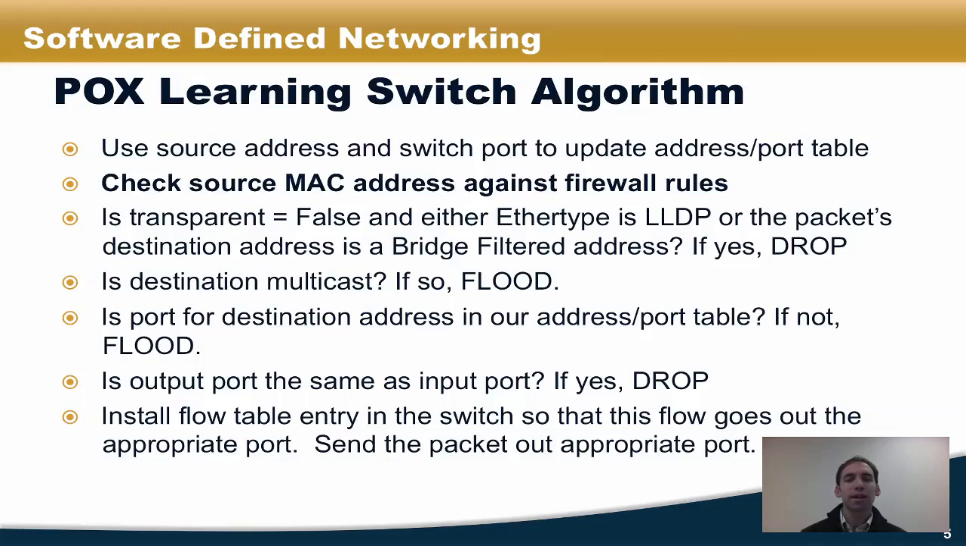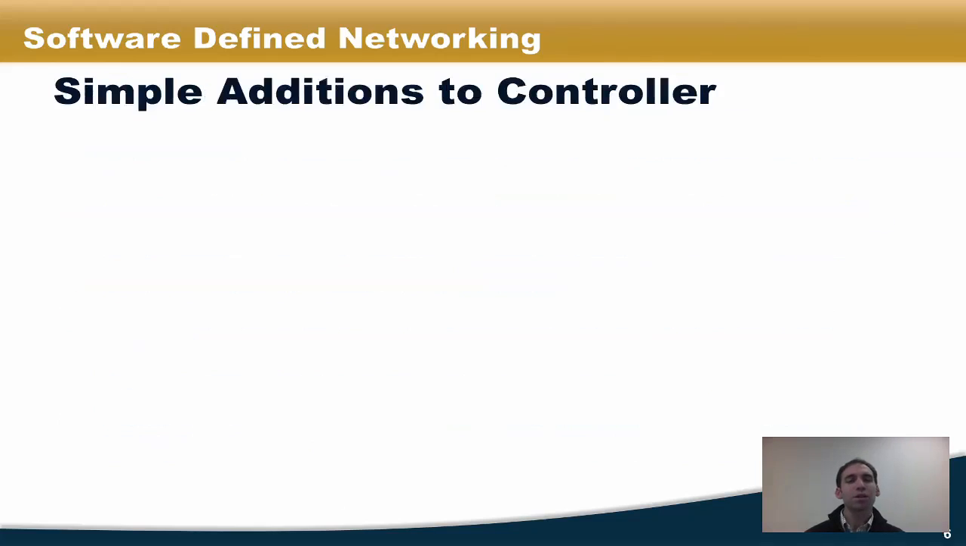This is exactly the same as what we looked at last time, except we're going to add an additional step where the controller checks the source MAC address against specific firewall rules that inspect the source MAC address against forwarding or drop decisions. This additional function requires only a few simple additions to the controller.